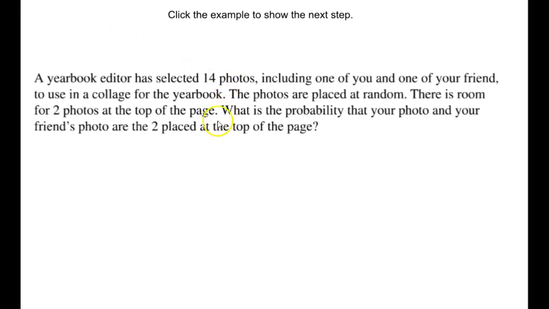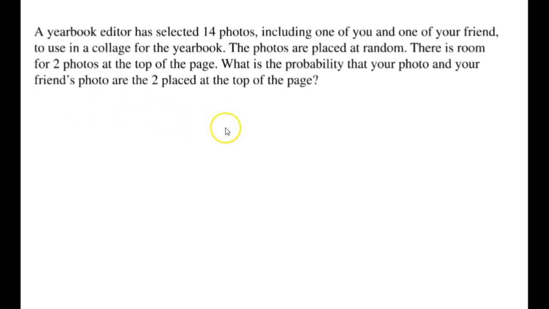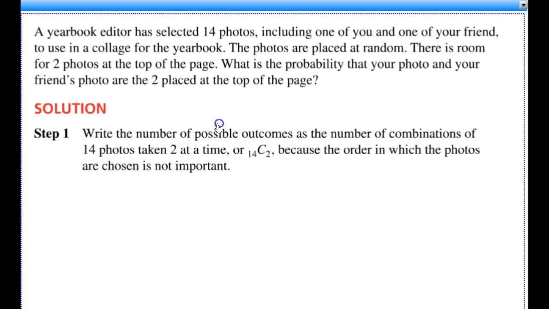So here's our next example. A yearbook editor has selected 14 photos, including one of you and one of your friend, to use in a collage for the yearbook. The photos are placed at random. There is room for 2 photos at the top of the page. What is the probability that your photo and your friend's photo are the 2 placed at the top of the page? Again here, the order is not important because I just know that 2 are being chosen to be at the top. It doesn't matter which one's first or which one comes second, they both get to be at the top of the page. So that tells me that this is a combination.